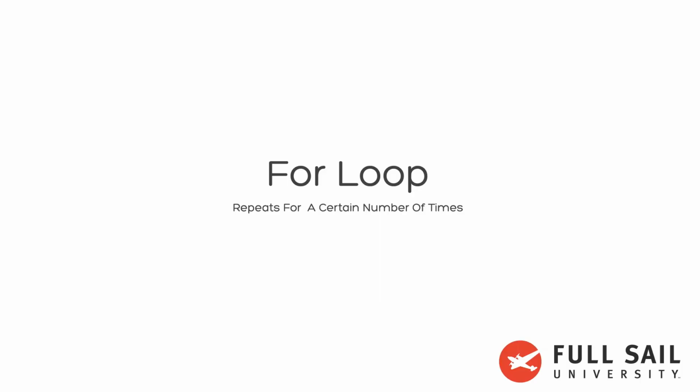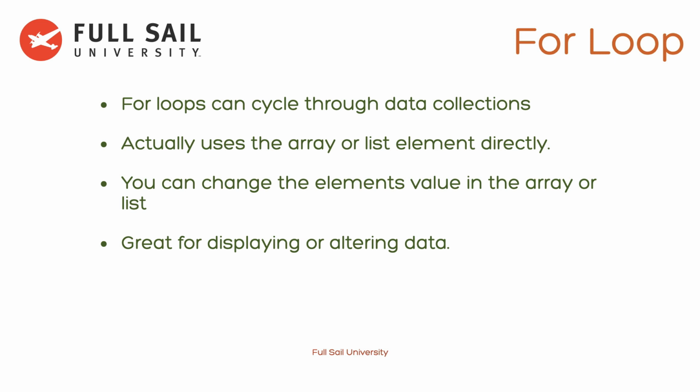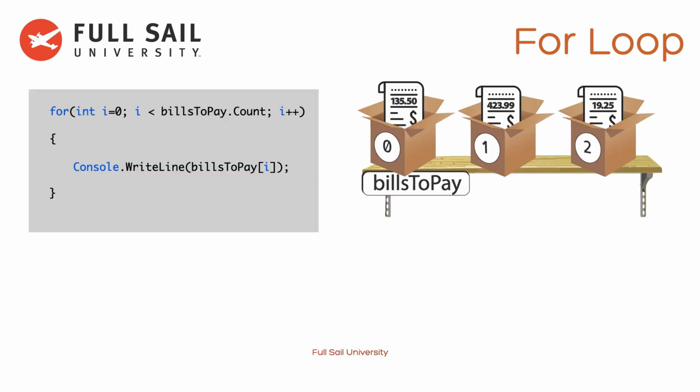So the for loop is great because it repeats a certain number of times. A for loop can cycle through any data collection. So that's going to be an array or a list right now. The key thing about a for loop is that you are going to use the array elements directly. This is going to be different for the new for each loop, which we're going to talk about in a few minutes. So when the for loop is running, we are actually going to be using the actual element, which means we can change the elements in an array or a list inside of a for loop. A for loop is also going to be great for displaying or altering that data. So let's take a look at this.